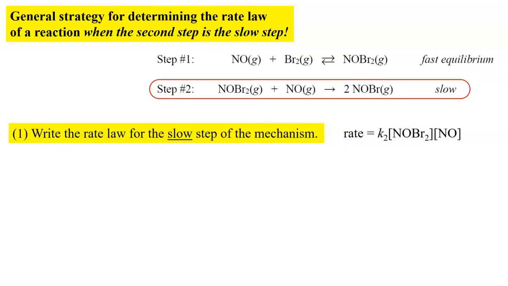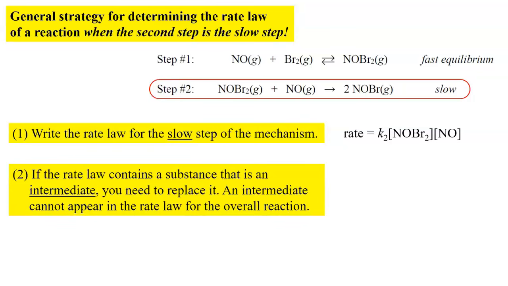It would be first order with respect to the substance NOBr2, and first order with respect to the substance NO, because there's one particle of each of those substances that appear as reactants in that slow step. Now, here comes the issue that we need to do a substitution procedure, because if the rate law that we just wrote for step 2 contains a substance that is an intermediate, we need to replace it.